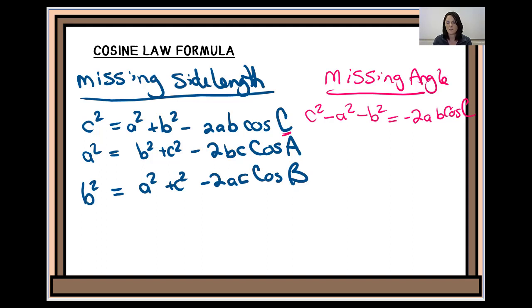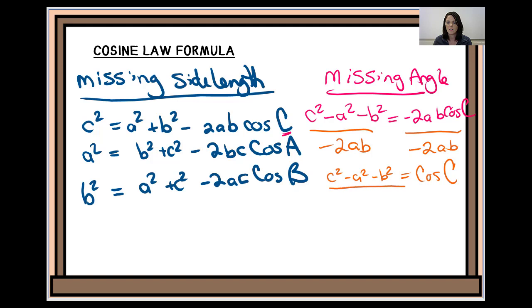So I'm going to divide both sides by negative 2AB. So then we're left with cosine C is equal to c squared minus a squared minus b squared divided by negative 2ab. And so the last thing we need to do is just isolate C. So we can write this as the cosine inverse, c squared minus a squared minus b squared, all divided by negative 2ab. So those are the formulas.